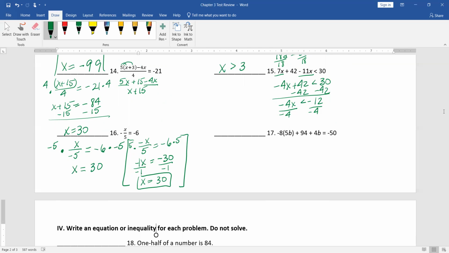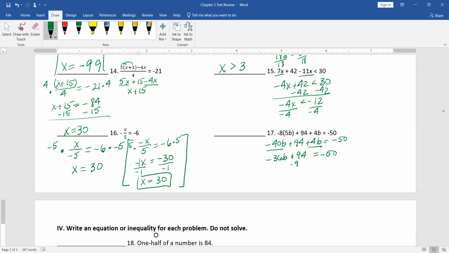We have -8 times 5b plus 94 plus 4b equals -50. So another equation. We do need to go ahead and combine the -8 and 5. So let's simplify. -8 times 5 is -40b plus 94 plus 4b equals -50. All right, we've got two like terms here. So -40 plus 4 is a -36 because you're adding unlike signs, so you find the difference.